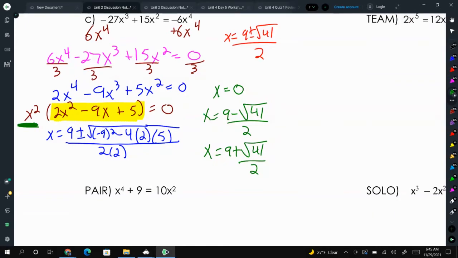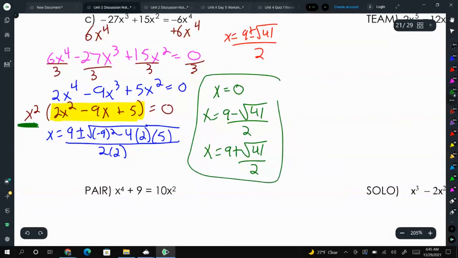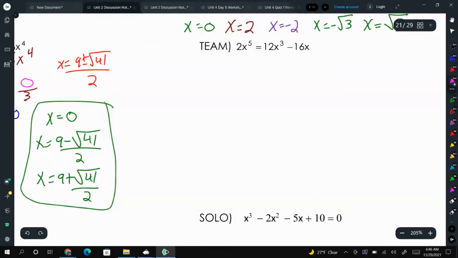So we have 3 solutions in this instead of 4. This is a 4th degree function. You can see that up here we had 6x to the 4th. So we would expect maybe 4 solutions, but we don't have to have 4 solutions. This one had 3. So now for this one, I want to make sure that my leading coefficient stays positive. So I'm actually going to move these things to the other side. So it's going to be 2x to the 5th minus 12x to the 3rd plus 16x equals 0. We're going to divide everything by 2.